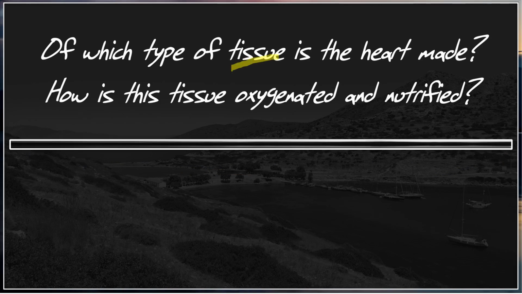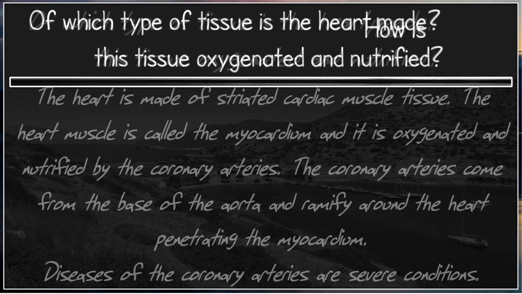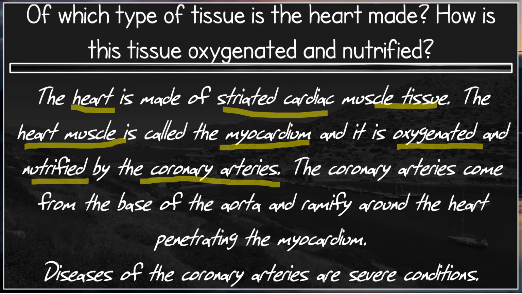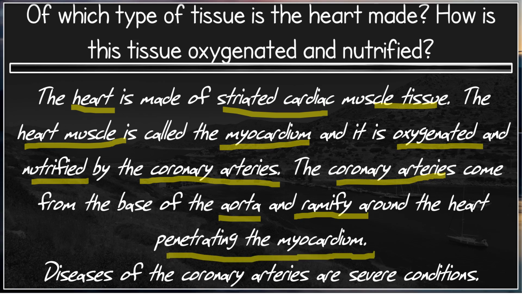Of which type of tissue is the heart made? And how is this tissue oxygenated and nutrified? The heart is made up of striated cardiac muscle tissue. The heart muscle is called myocardium, and it is oxygenated and nutrified by the coronary arteries. Coronary arteries come from the base of the aorta and ramify around the heart, penetrating the myocardium. Diseases of the coronary arteries are severe conditions.